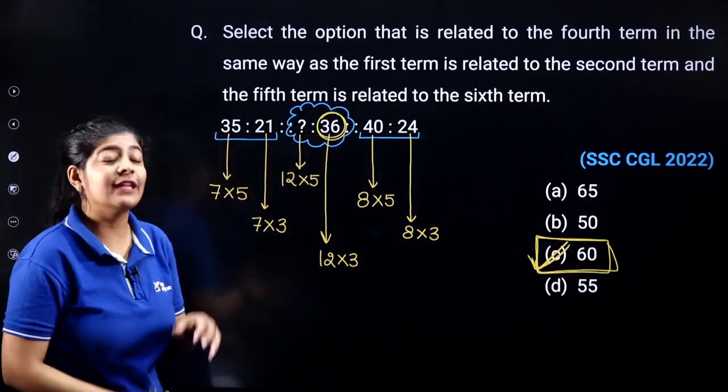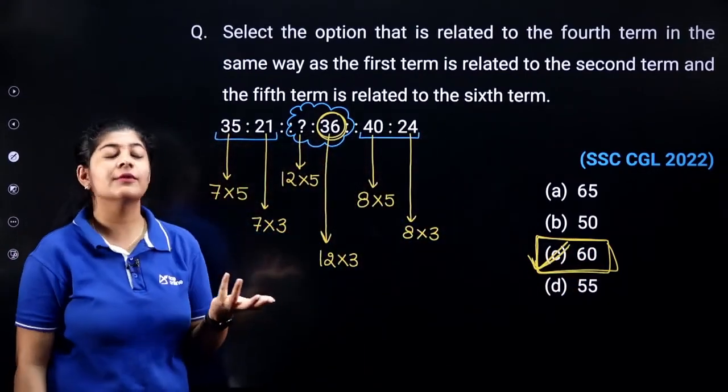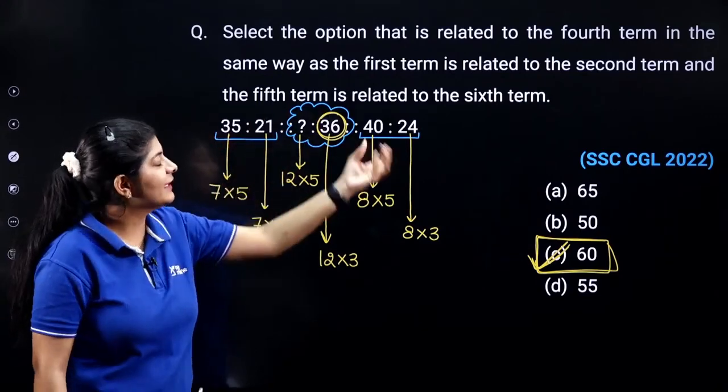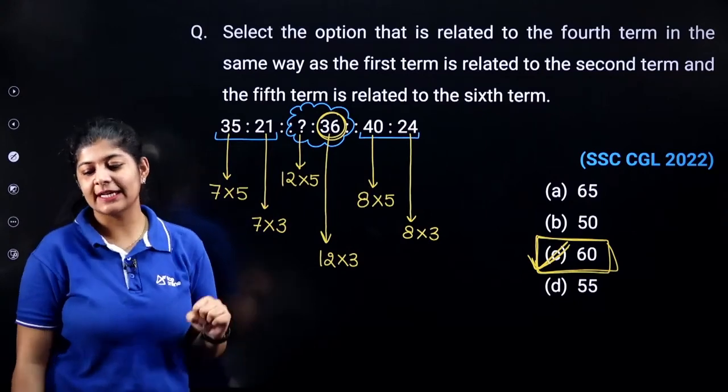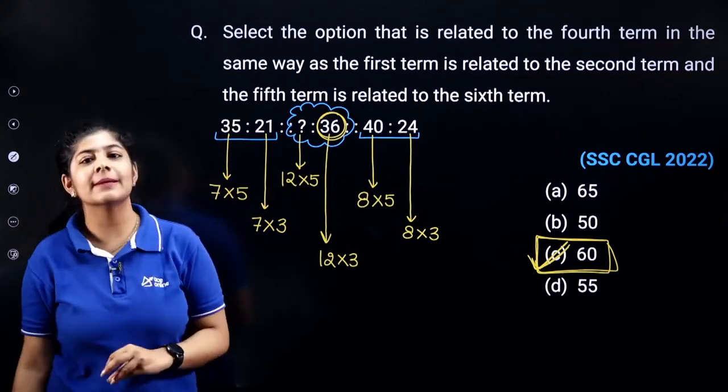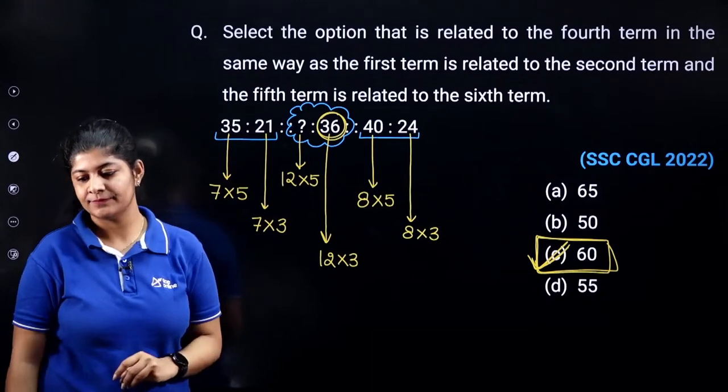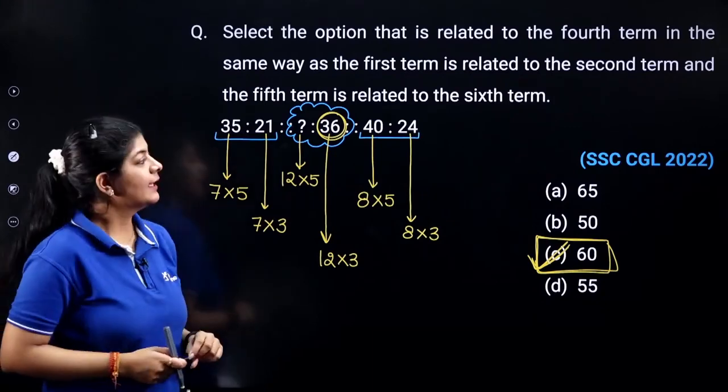Told you, this is a very easy pattern. All we need to do is analyze them carefully. Is it clear? The correct answer here is option C, that is 60. Clear? Okay. Next one.